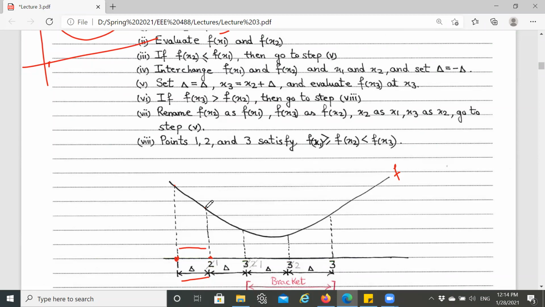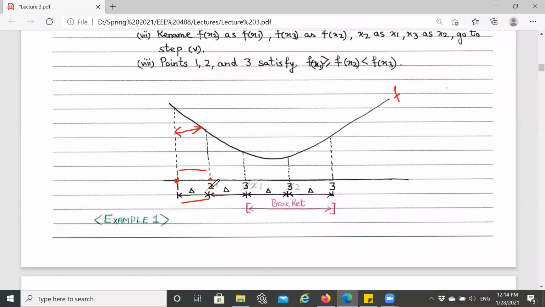Now, if f of x2 is less than or equal to f of x1, it means that this function is still decreasing. Okay, that means obviously the minimum point will not be within this interval between these 2 points. So now what we do is we keep going. That means now from x2 we do x2 plus delta, which will give me x3, this point. Okay. And now I take the functional values at these 2 points.